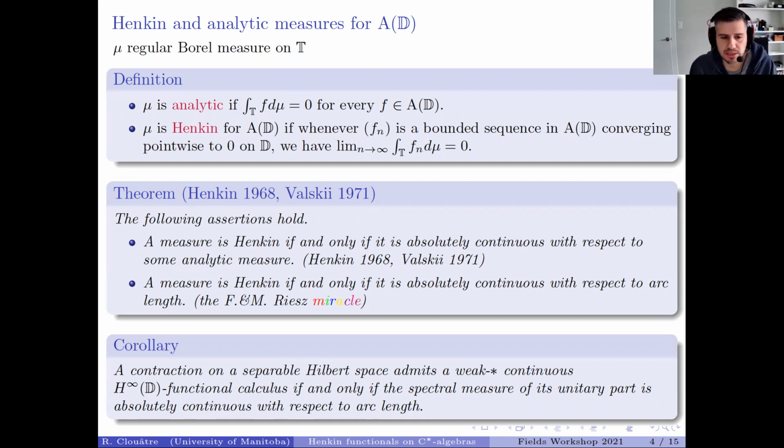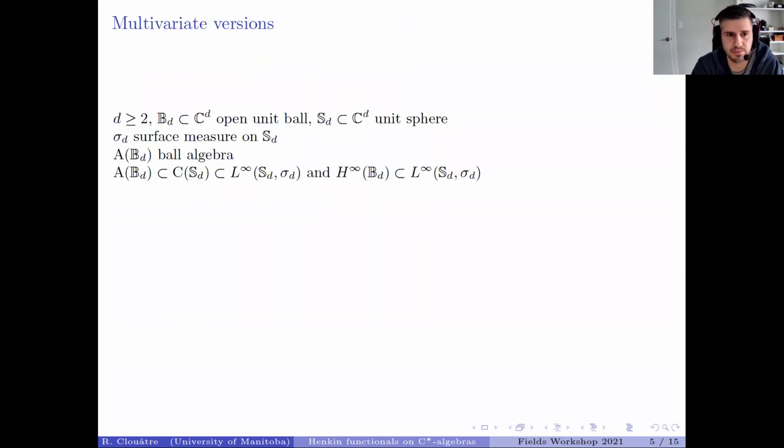Now, what I would like to do next is take this story into the multivariate world. So here I have the disk algebra. Why don't we look at the ball algebra instead? So we'll take some positive integer d, at least 2. B sub d will be the open unit ball in complex space in dimension d. S sub d will be the boundary, the unit sphere. Sigma sub d will be surface measure on the sphere.